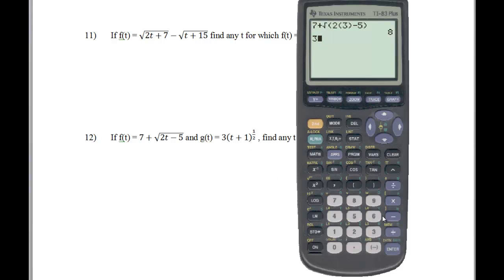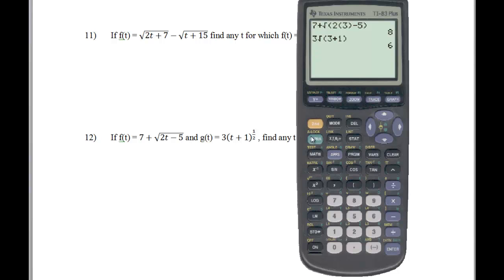3 times the square root of 3 plus 1, and we get an answer of, looks like 3, even though it came out as one of my answers, is not one of the correct answers to the problem. So 3, even though we found it, does not work.